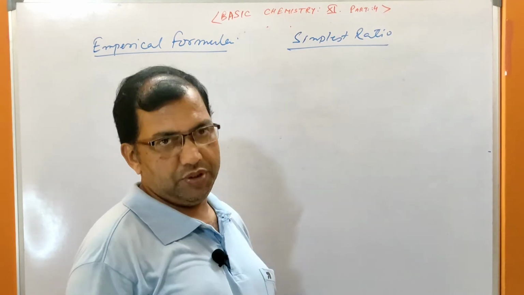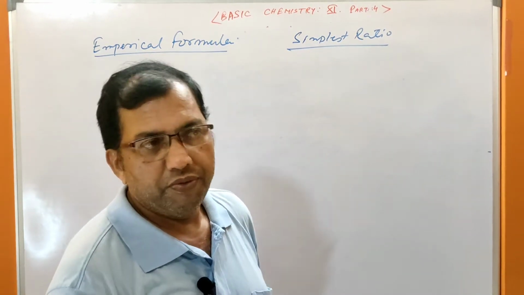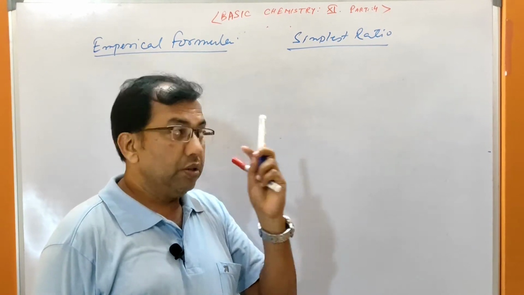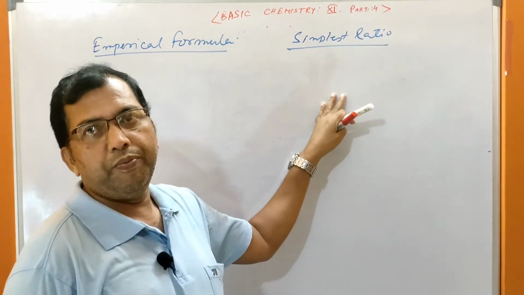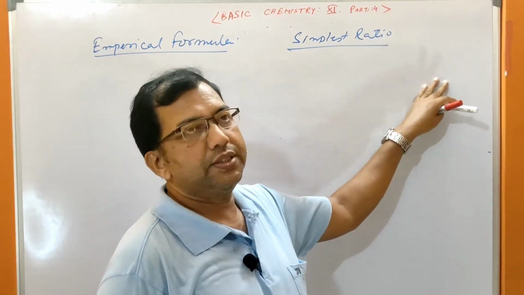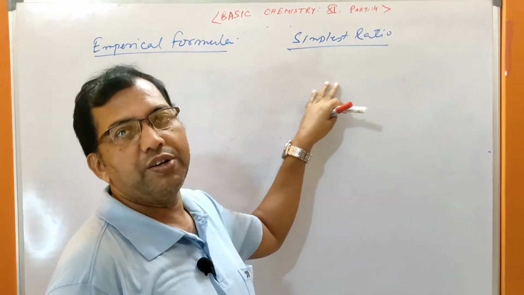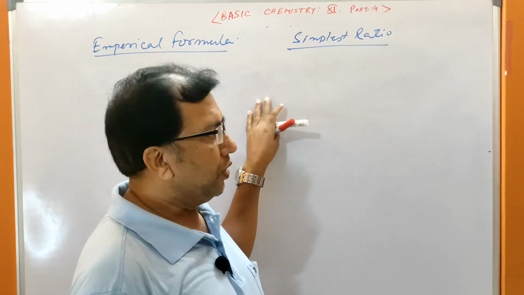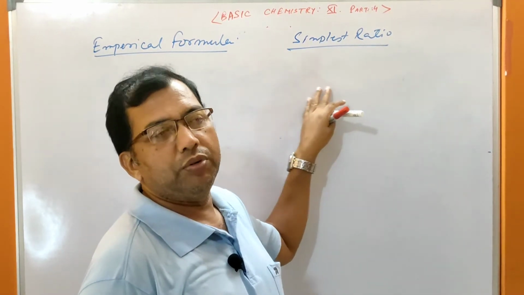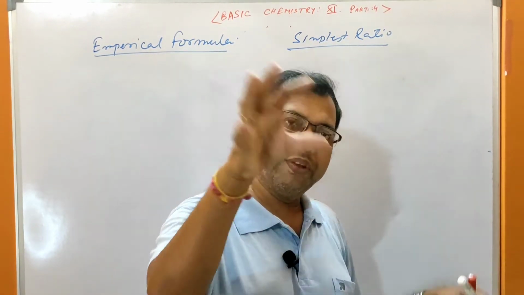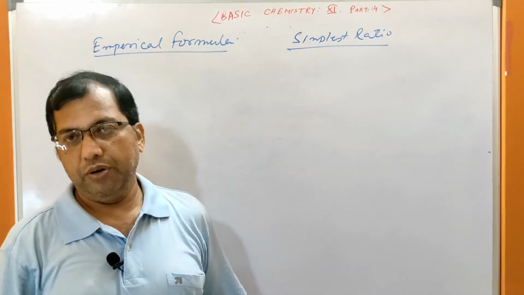So what are the algorithms? I am telling the algorithms. First step, how to write the empirical formula. Some percentage will be given. Suppose in some condition the percentage of carbon, hydrogen, oxygen, nitrogen, whichever it is, will be given, the molecular formula will also be given, and something like vapour density is also given. So from that point, how to find out the empirical formula?